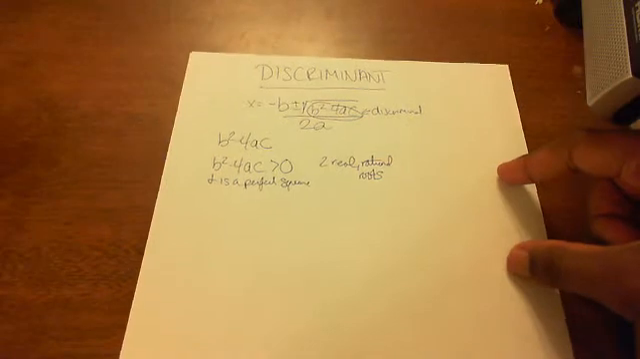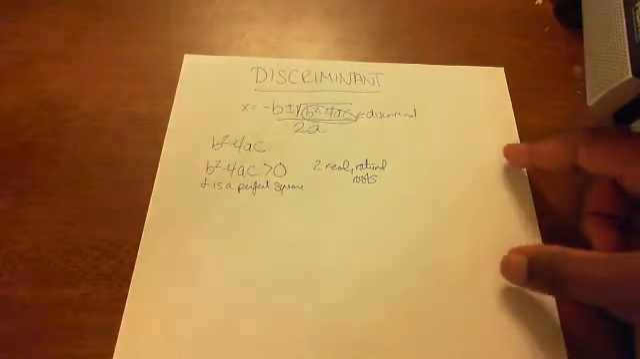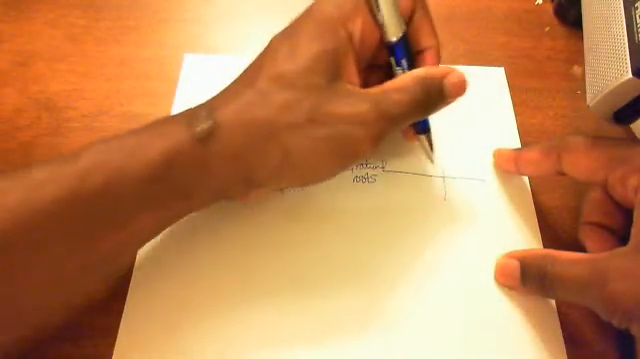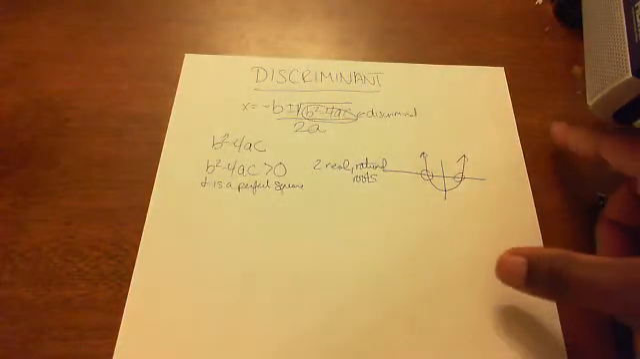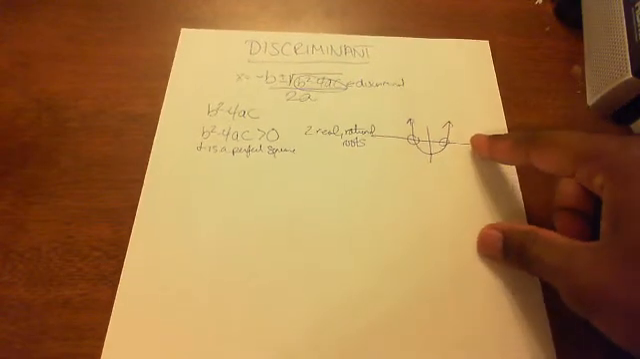What that means is that it actually crosses the x-axis in two different spots. One's here and one's there. Any questions so far?